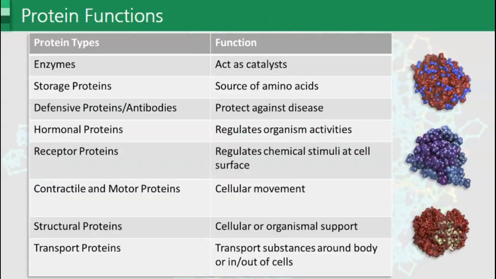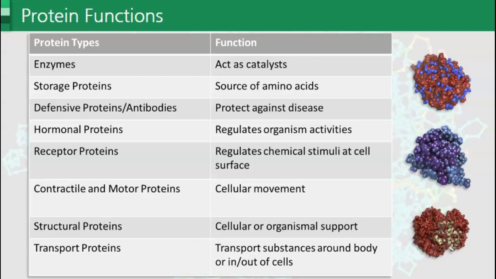Proteins vary in structure and function. Here is a list of the 8 basic functional groups of the protein macromolecule class. Enzymes are biological catalysts that help speed up chemical reactions, whereas storage proteins are a source of amino acids. Antibodies are proteins that function to fight against infections, thus serving as a defense mechanism. Hormonal proteins regulate an organism's activities.